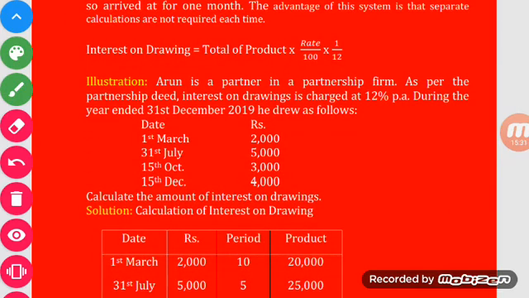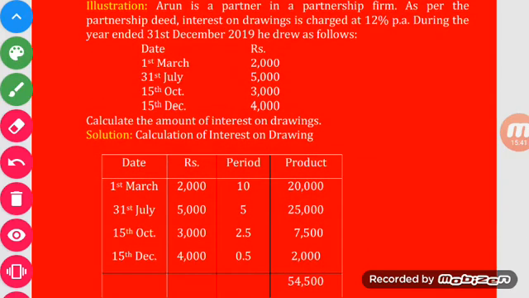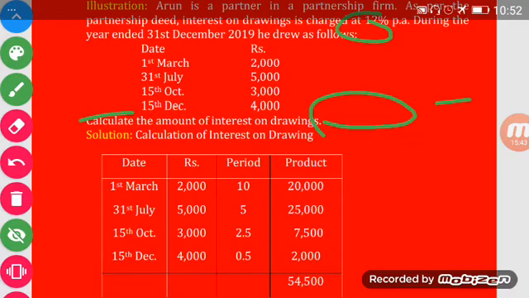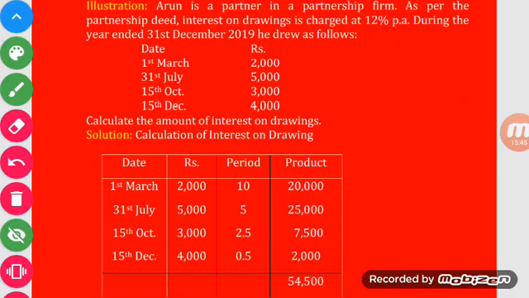Arun is a partner in a firm. As per the partnership deed, interest on drawing is charged at 12% per annum. The point is given clearly: 12% per annum, right? During the year ended 31st December 2019, which is the closing date.